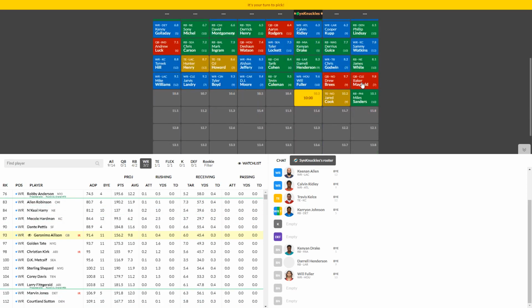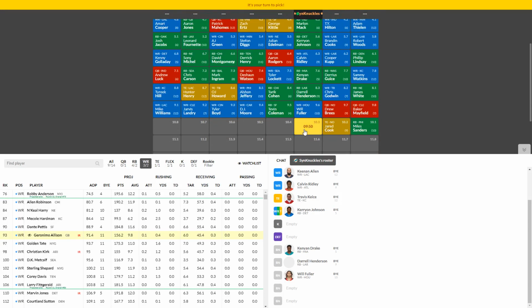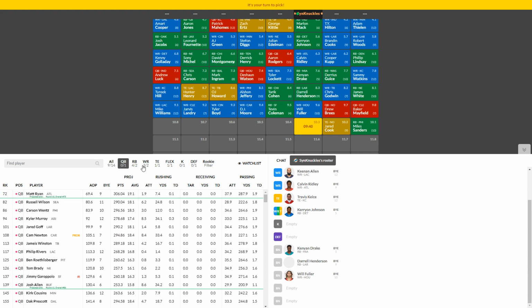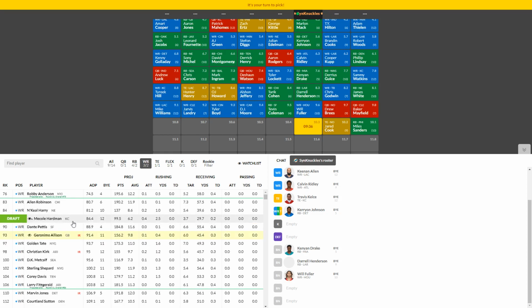After I selected Fuller, Brees, Baker, Miles Sanders, and Cook are off the board. So 1, 2, 3 for the quarterback. 1, 2, 3, 4, 5, 6. 6 out of 8 teams already have a quarterback. So now we don't need a quarterback. We're going to wait, and we're going to go receiver again.